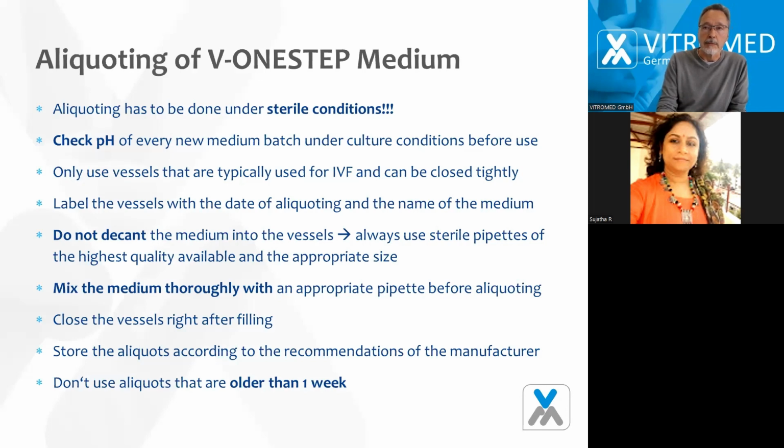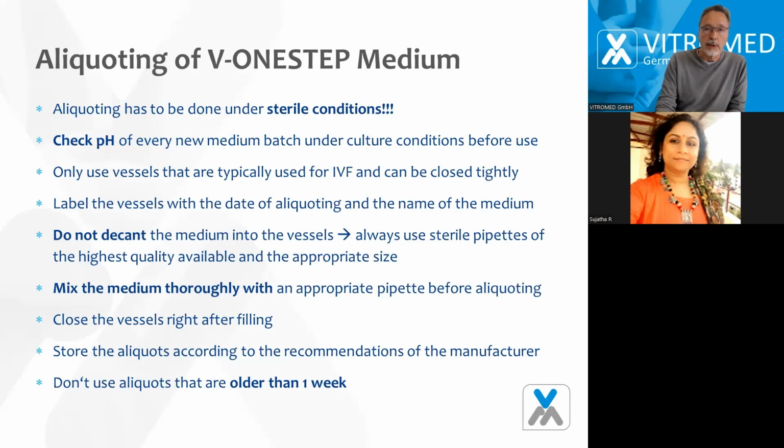So always use sterile pipettes, serological pipettes of the highest quality that you can find and the appropriate size: 5, 10 or 25 ml, or even 15 milliliters. Before this, mix the medium thoroughly with an appropriate pipette before you start the aliquoting, because in some media, if they stay long, there can be some gradients regarding the HSA, and you have to homogenize the medium so that in every little aliquot you have the same medium.